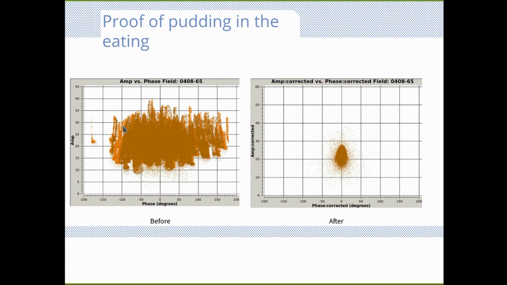You need to image your calibrators in that case, and you need to construct models for your calibrators in order to correct the phases. So be very careful and inspect your visibilities after you correct for them.